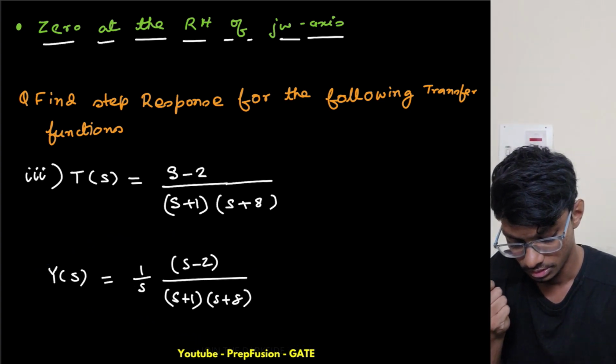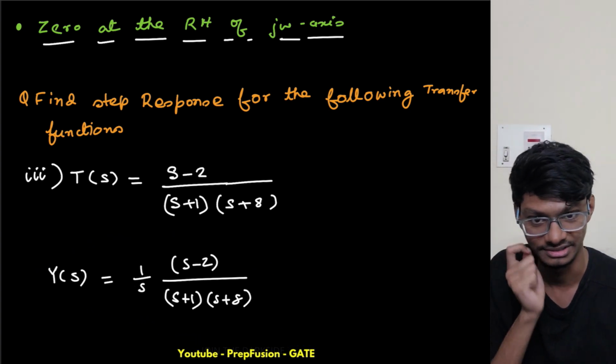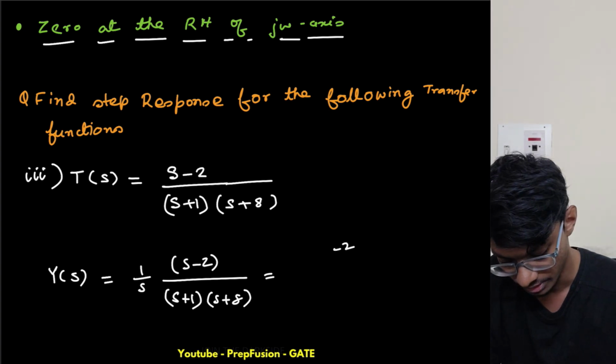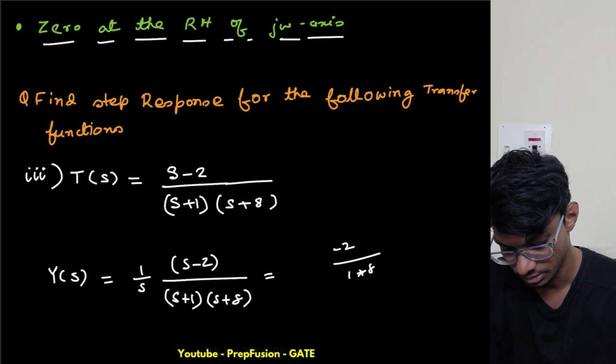This is my output. So again, let's do the partial fraction. This time I will put s equals to 0. So what do I get? -2 over 1 into 8. So this is -1 by 4.